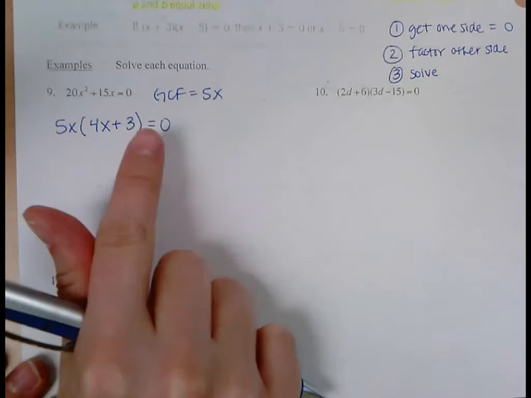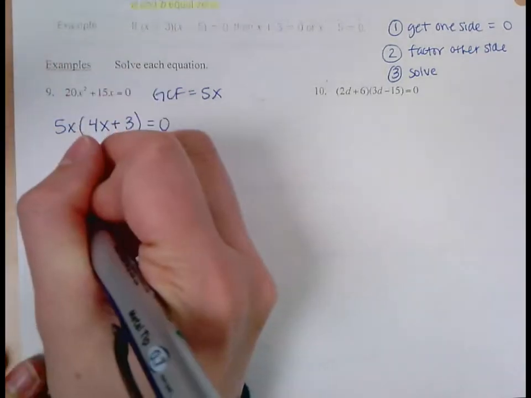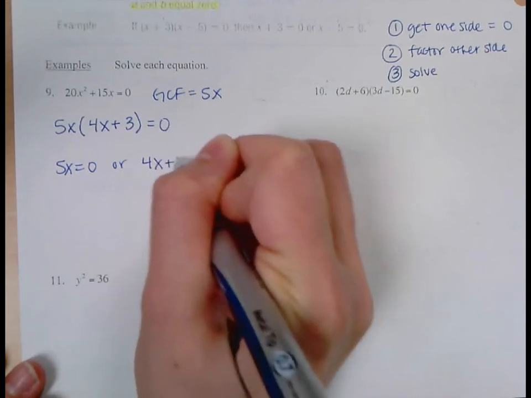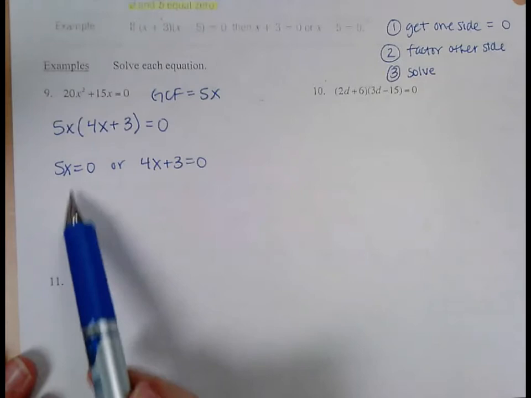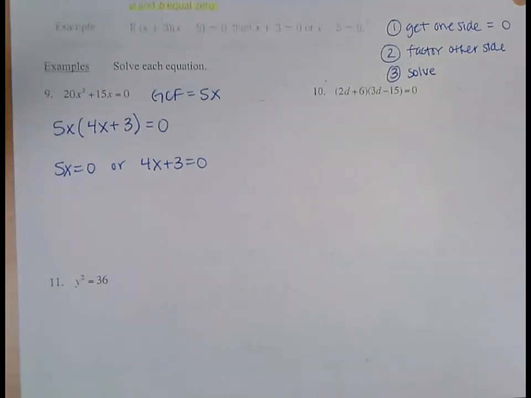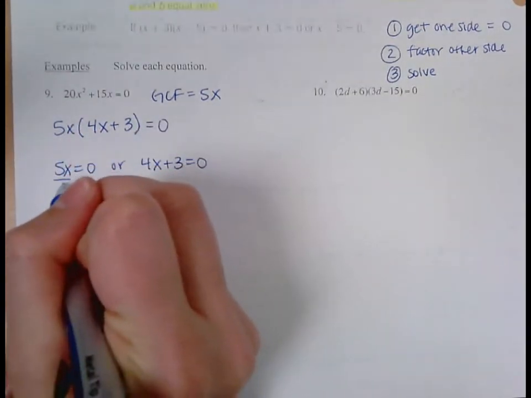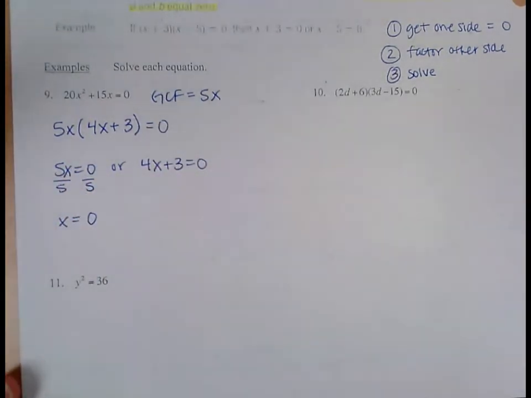So now once it's factored, you take each factor and set it equal to 0. So this means either 5x equals 0 or 4x plus 3 equals 0. And then this is where you find your 2 solutions. You solve each of those equations for x. So here in the first one, I would be dividing both sides by 5. And 0 divided by 5 is just 0. So one of my solutions is x equals 0.